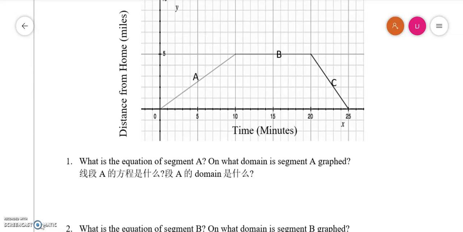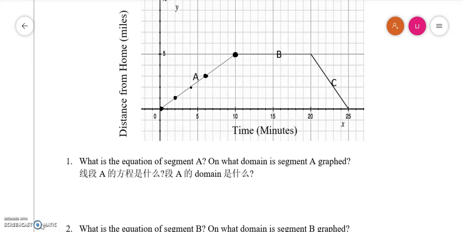Let's look at segment A first, which I labeled. Now, I want the equation of segment A. Segment A, notice, is a line segment. So we can write the equation as long as we know 2 points on segment A. Well, there are several points we know on segment A. You could choose, let's see, the starting point. We could choose the ending point. We could choose this nice point here. There's this point, this point.